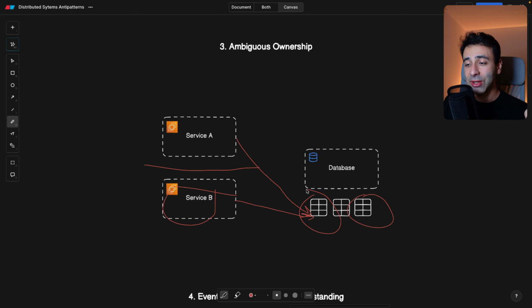And if you see that this table is used 50% of the time by service A and 50% of the time by service B, then I clearly can tell that you have an issue with ownership there. Your boundaries are not clearly defined, so you need to work on that.